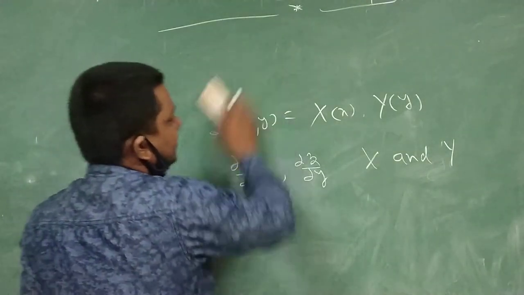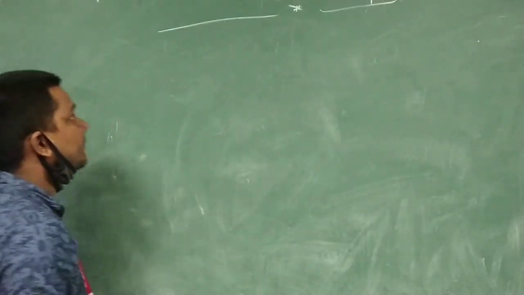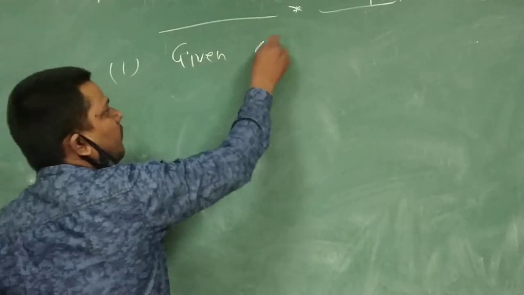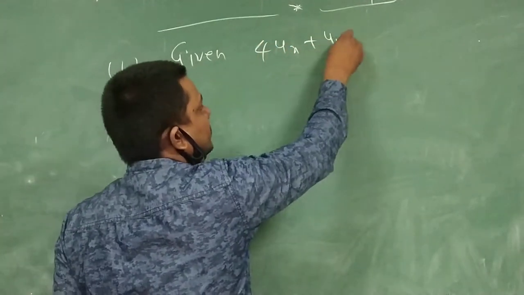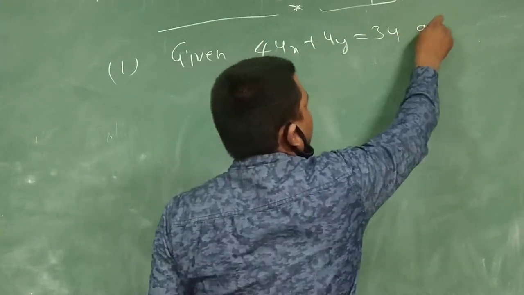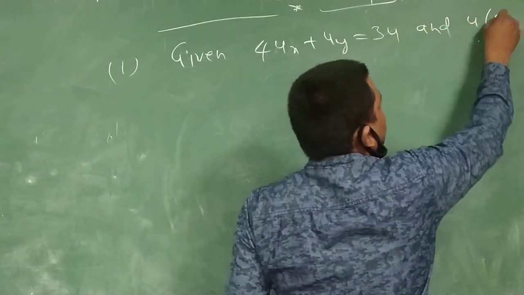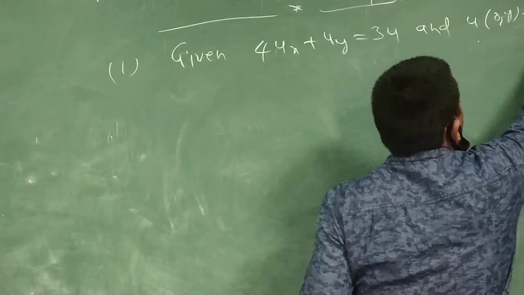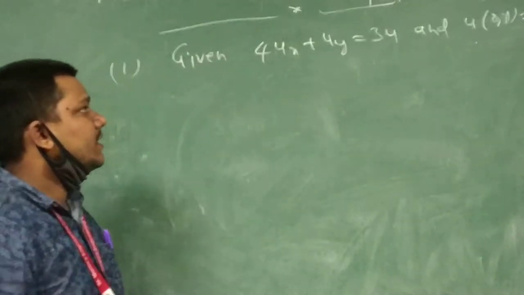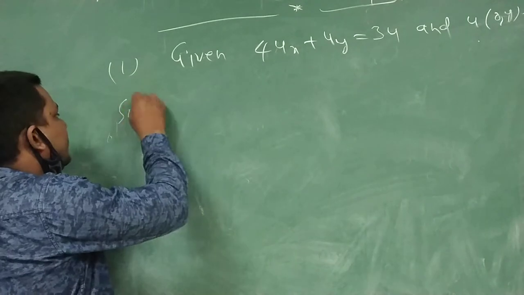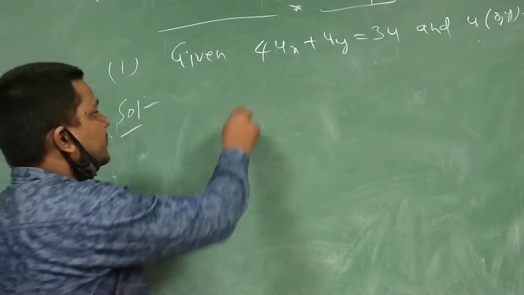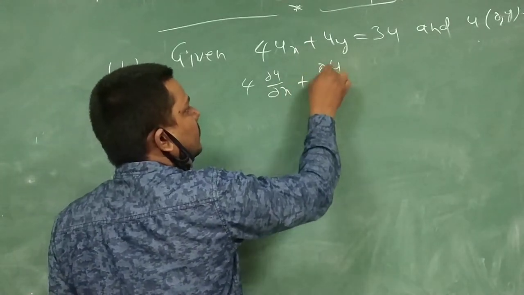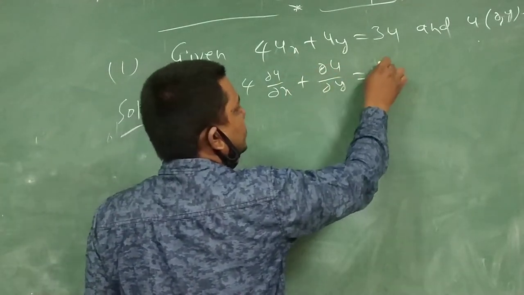You see one problem here. Given 4u_x plus u_y is equal to 3u, and the condition is u(0, y) is equal to e power minus 5y. What is the given differential equation here? 4 into u_x means 4 into dou u by dou x, plus dou u by dou y, which is equal to 3u.